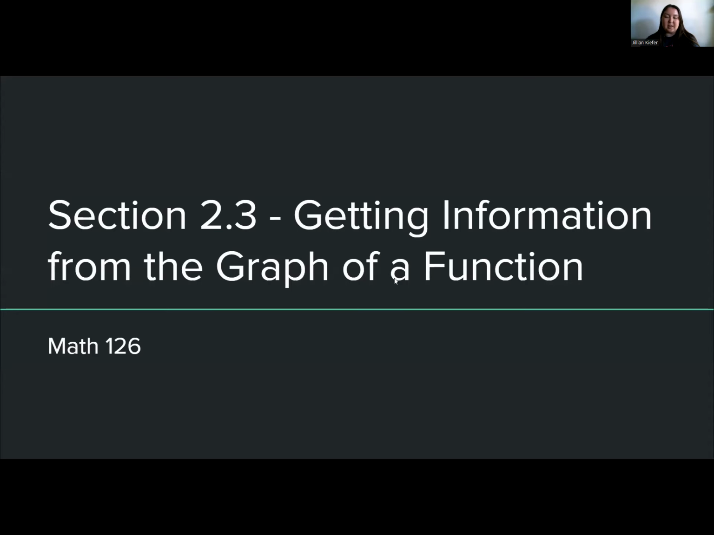Hello everyone, today we're going to go over section 2.3, which is getting information from the graph of a function. We learned about functions two sections ago. Last section we learned about graphs of functions, and now we're really looking at how we pull information when looking at the graph of a function.